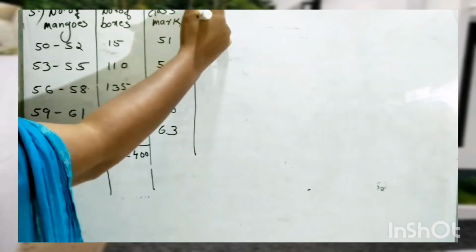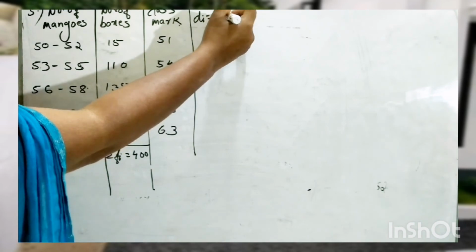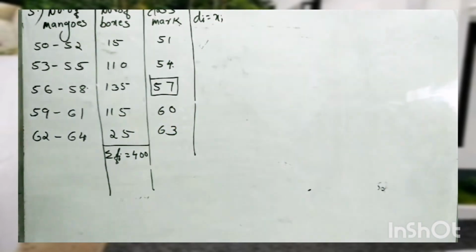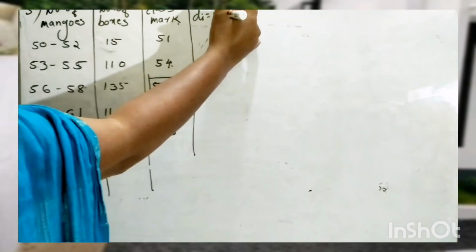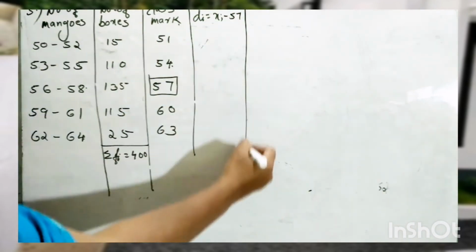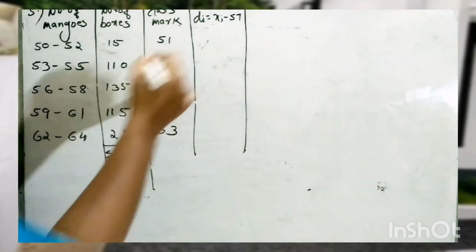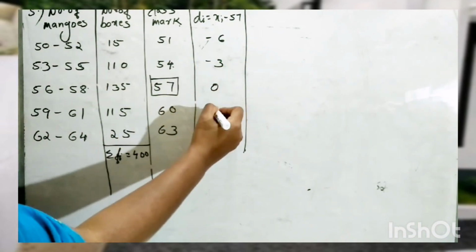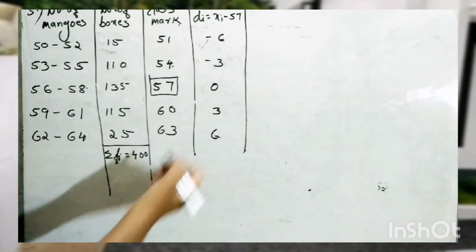Okay, now just look at this xi column. We want to choose the value of a. I'm going to use the middle value for a. Okay, I'm going to choose 57 for a. So xi minus 57, that is minus 6, minus 3, 0, 3, 6.